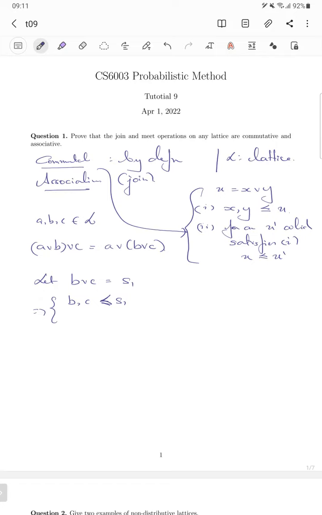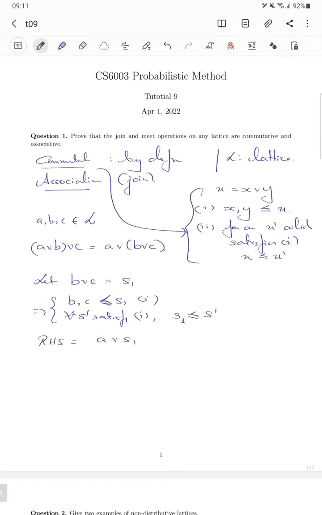But by the way, this means two conditions. B and C precede S1, as well as, for any S prime satisfying this, let me call it 1, your S1 should be less than or equal to S prime. So then the right hand side of the equation becomes A join S1. So RHS equals A join S1.